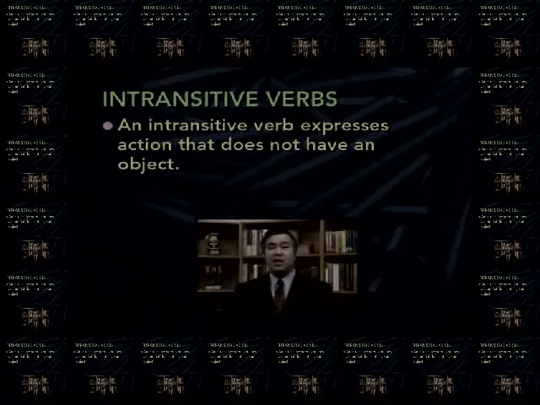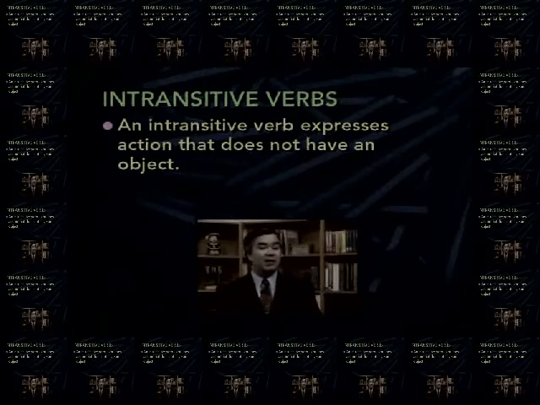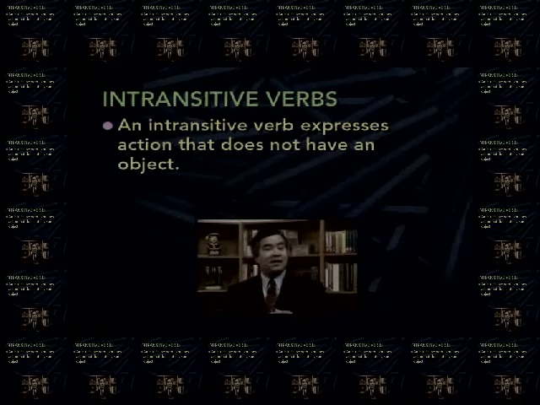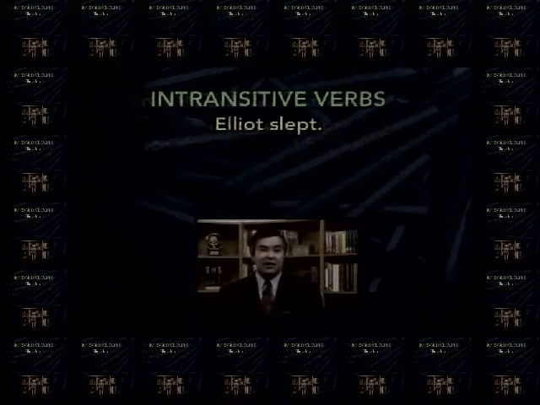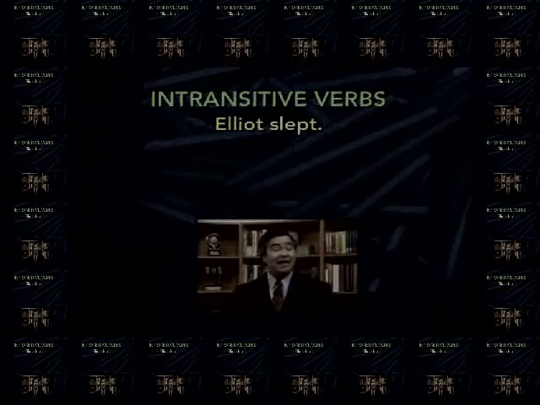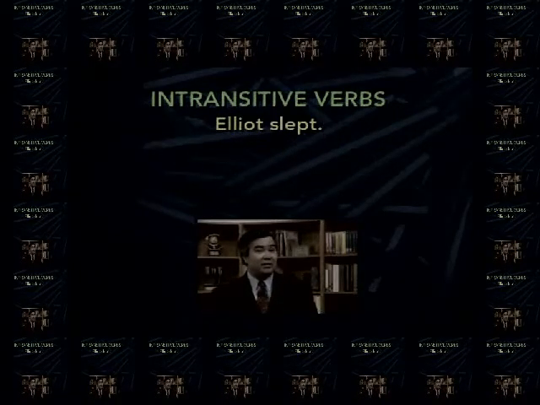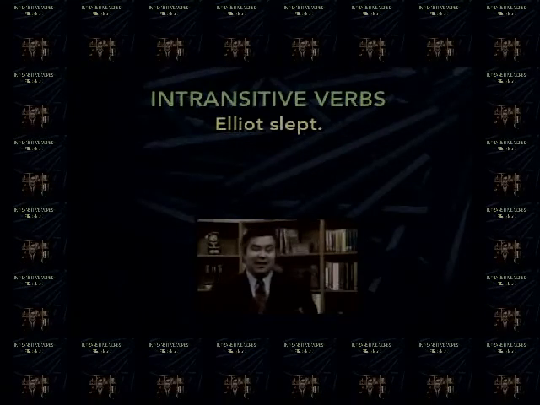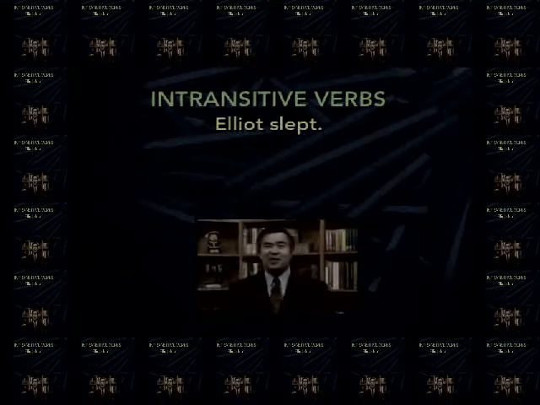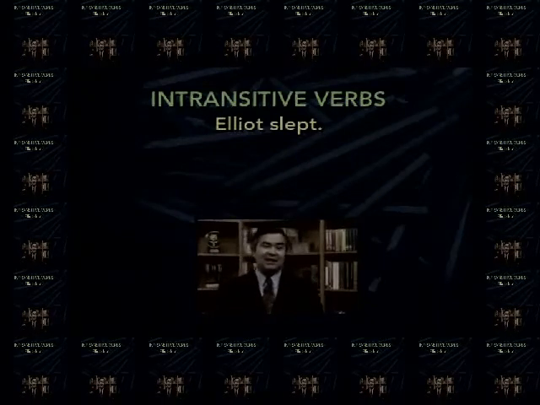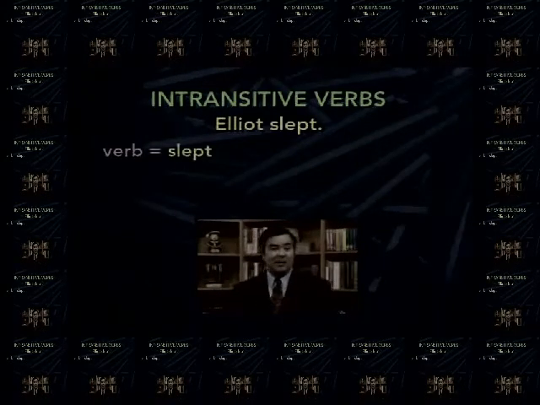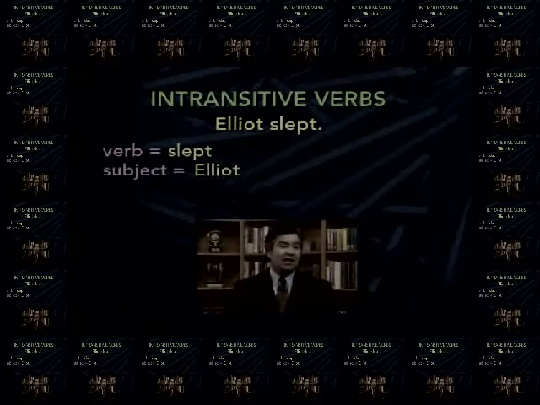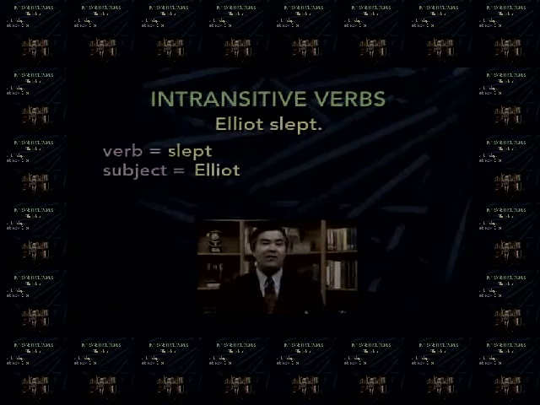We saw a moment ago that a transitive verb has an object which receives the action of the verb. An intransitive verb doesn't have such an object. Take a look at this sentence. Elliot slept. This is a short sentence, only two words, but it is a complete sentence. It has a subject and a verb, and it expresses a complete thought. In this sentence, the verb is slept, and the subject is Elliot. And the verb does not have any object.